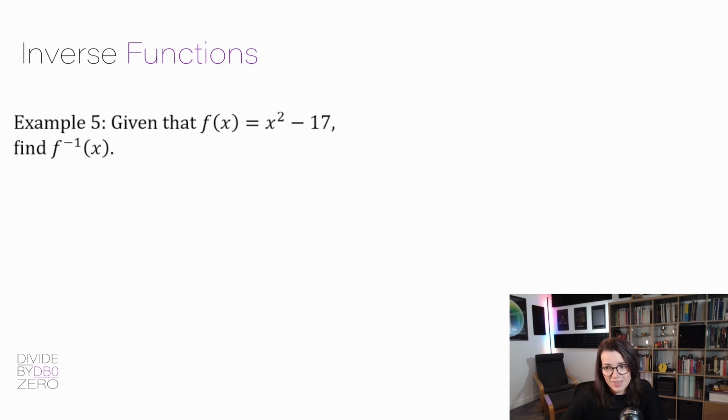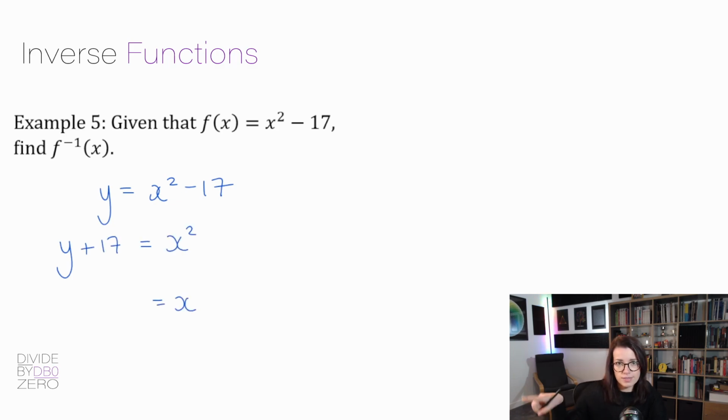Final example, given that this time f of x is equal to x squared minus 17, find the inverse function. Same 4-step process. So for step number 1, we're going to say y equals x squared minus 17. Step 2, we want to make x the subject. So add 17 to both sides. And then to get x on its own, the reverse of squaring something is square rooting something. So let's put our square root symbol over the whole of y plus 17.